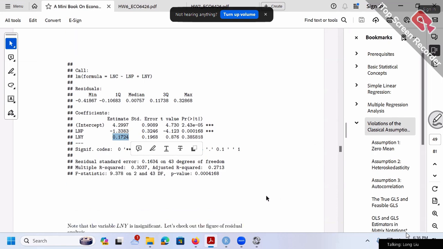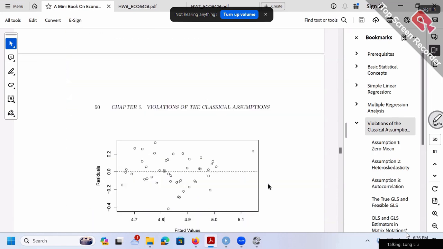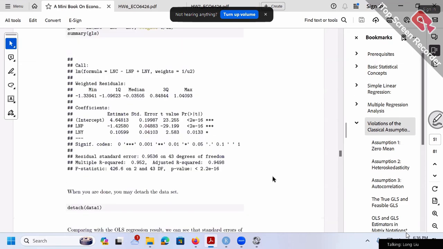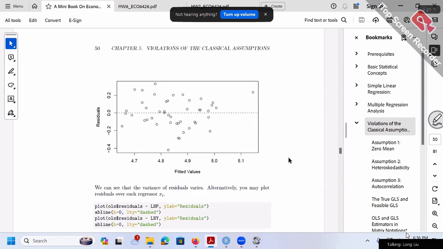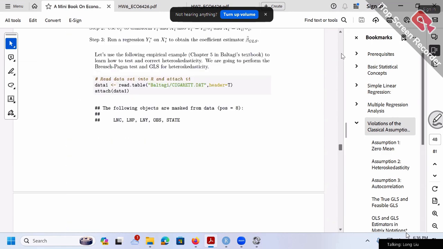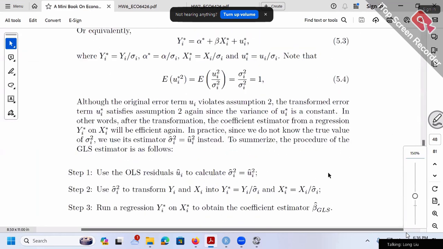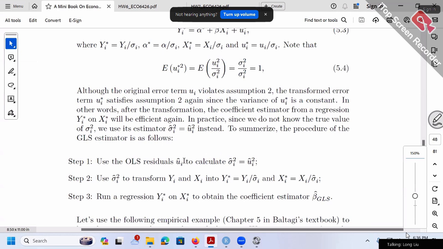So how do we recover the truth? The solution to issue number three is GLS, right here. GLS has different steps, actually three steps. First step, based on the OLS residual u hat, we square it. Square the OLS residual so that we get the estimator for the variance, which varies by I, right?